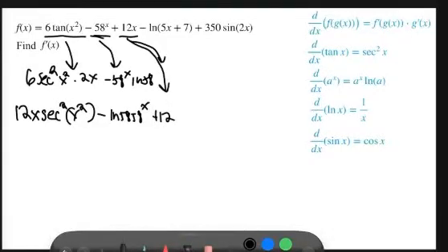And then we have the derivative of negative ln 5x plus 7, and the derivative of ln u is 1 over u times the u prime. So we have negative 1 over 5x plus 7 times 5, which is just going to give you negative 5 over 5x plus 7.